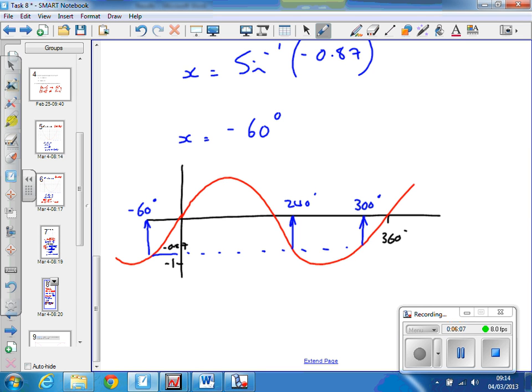So the two values of x that we're interested in are 240 degrees and 300 degrees, which the calculator won't give you because it only works in the quadrant between plus 90 and minus 90. So it'll only ever give you the values between plus or minus 90. You've then got to work out which values you want.